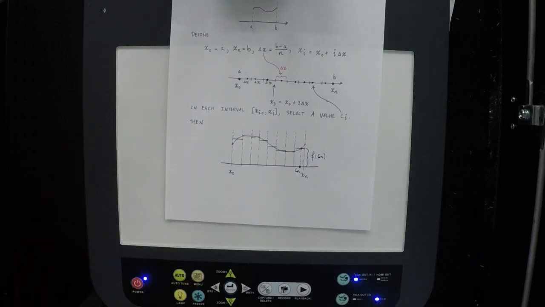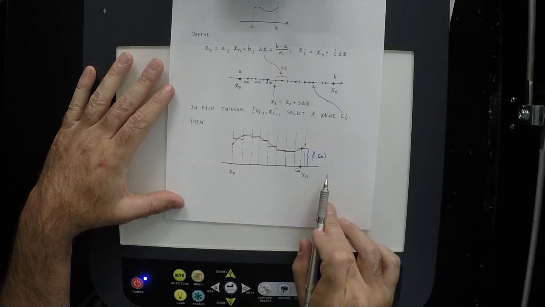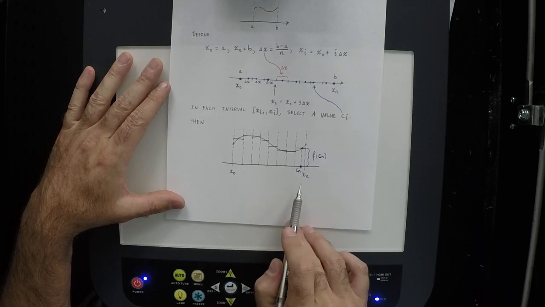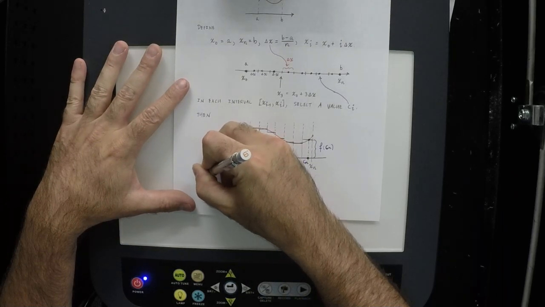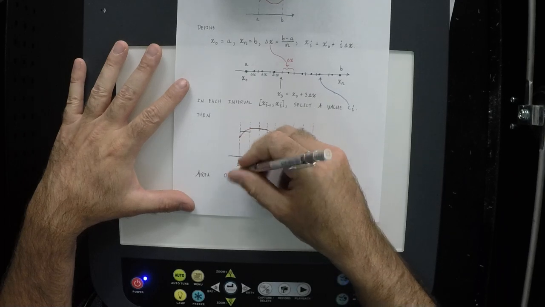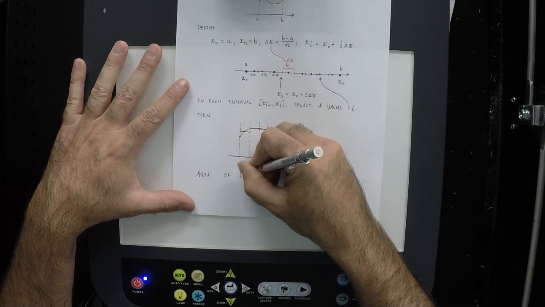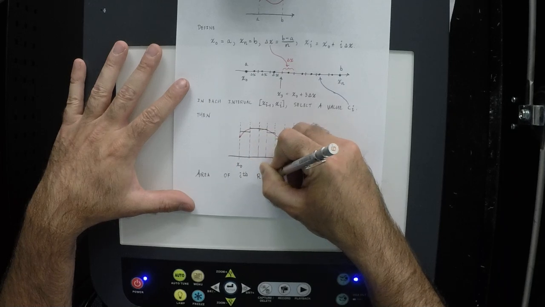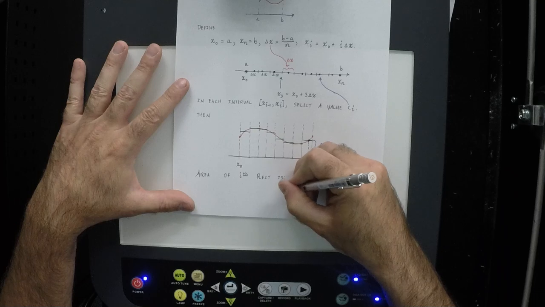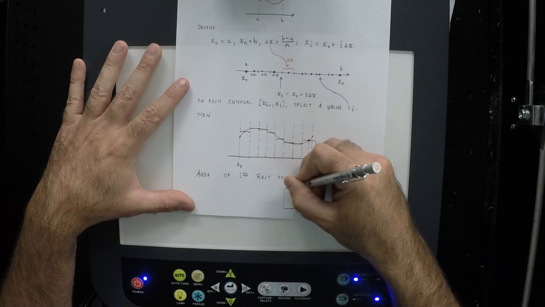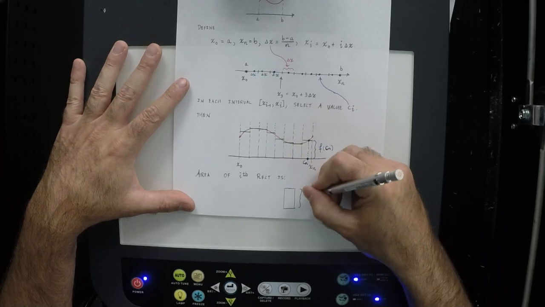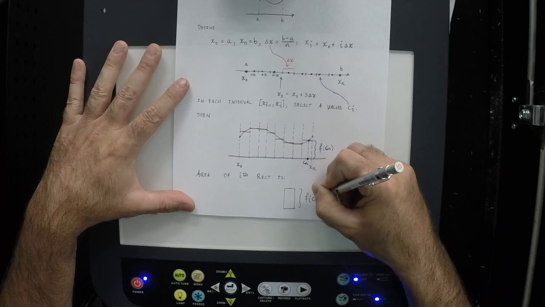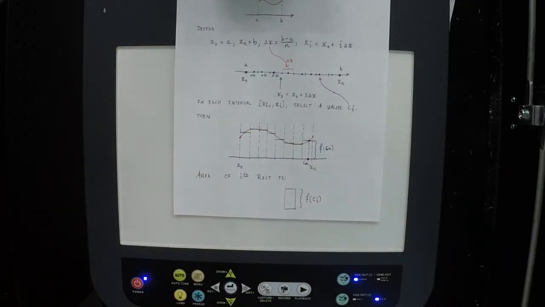Okay? Now, there's n rectangles. Now, really there's 8 because I had to draw something. But there's n of them. The area of the ith rectangle is, well, let's look at it. Because of the way we selected things, we've already decided that the height is f of ci. Somehow we selected the ci, then the height of the ith rectangle would be f of ci.